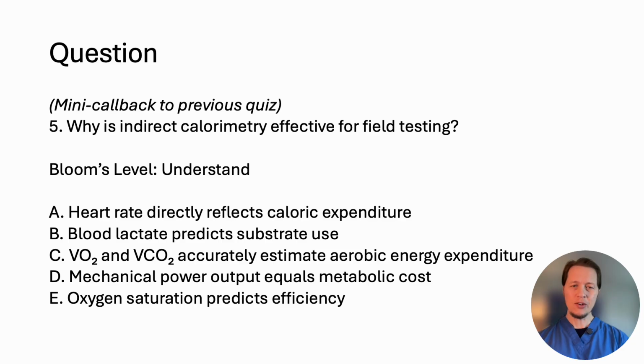Question 5, this is a mini callback to the prior quiz. Why is indirect calorimetry effective for field testing? So recall this one from the previous quiz. Is it A, heart rate directly reflects caloric expenditure, B, blood lactate predicts substrate use, C, VO2 and VCO2 accurately estimate aerobic energy expenditure, D, mechanical power output equals metabolic cost, or E, oxygen saturation predicts efficiency?